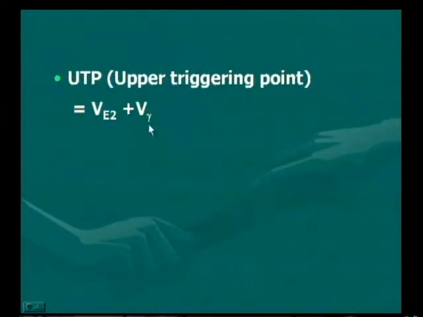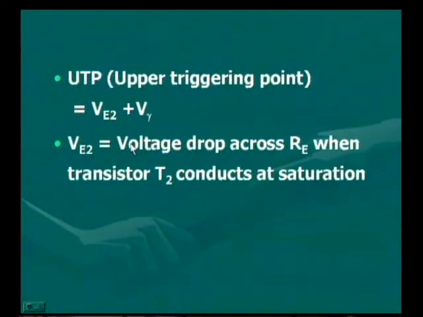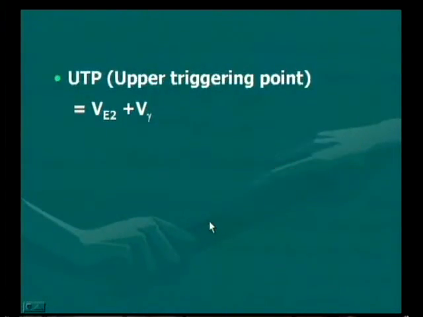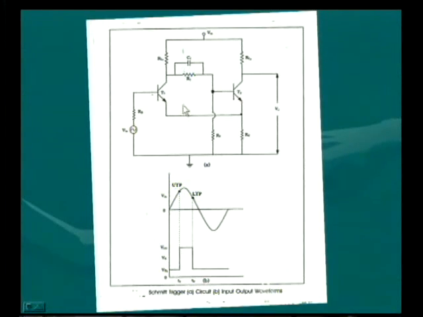It is the amplitude that is necessary at the input voltage which causes the transistors to change their state. So VE2 is the voltage drop across RE when transistor T2 is on, and V gamma is the cut-in voltage that is necessary to forward bias any diode. So when the input voltage reaches this upper triggering point, T1, which was previously off, will be on, and automatically T2, whose input is the output of T1, will be off.